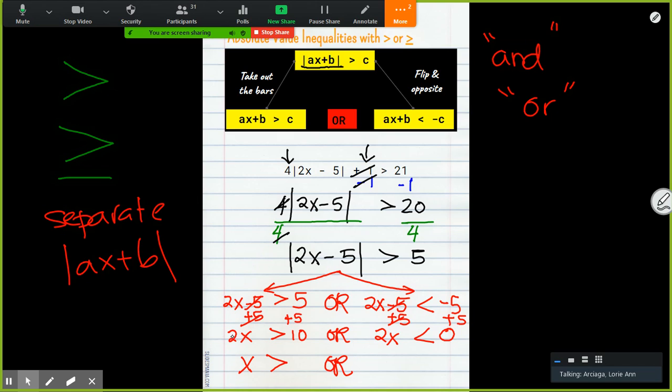Remember, what do we do with the 2 to get the x by itself? Henry said 5. Henry, how did you get 5? Let us know. Henry, either type or unmute. How did you get 5? I divide the 10 by 2. Very good. So you divide both sides by 2. Awesome. All right. So 10 divided by 2 is 5. Okay. That's great.